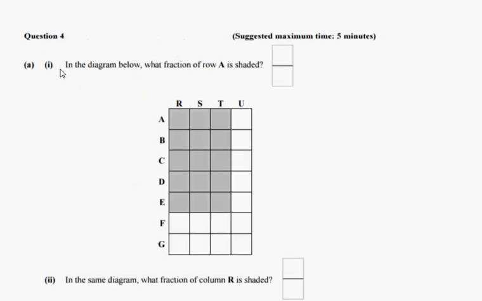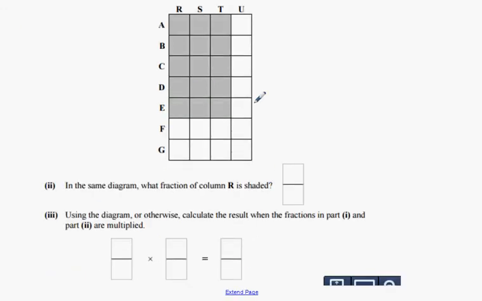Now, in the diagram below, what we're asked for here is what fraction of row A is shaded. Well, look, this is row A here, and we can see that 3/4 of it is shaded. So that's 3 and 4. Okay, so 3/4 of row A is shaded. Next part, in the same diagram, what fraction of column R is shaded? Well, here's column R. As you can see with column R, it has 7 boxes, but 5 of the 7 of them are shaded.